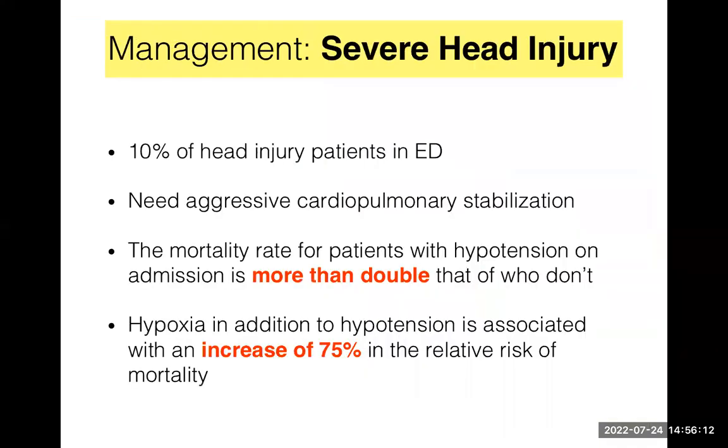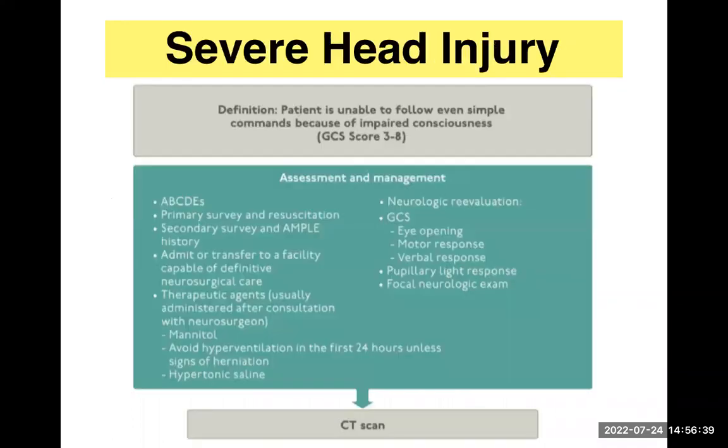Okay. Severe head injury comprises 10% of head injury patients in the ED. In these kinds of patients, we will need aggressive cardiopulmonary stabilization, and the mortality rate for patients with hypotension on admission, hypoxia in addition to the hypotension, is associated with an increased risk of 75% mortality. Severe head injury is defined as a GCS score of 3 to 8.